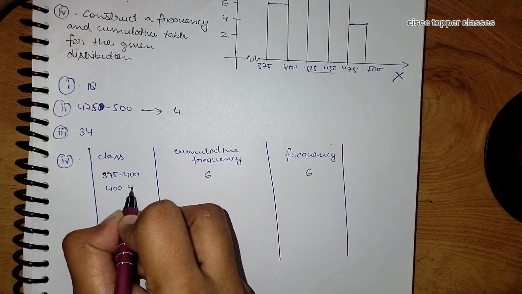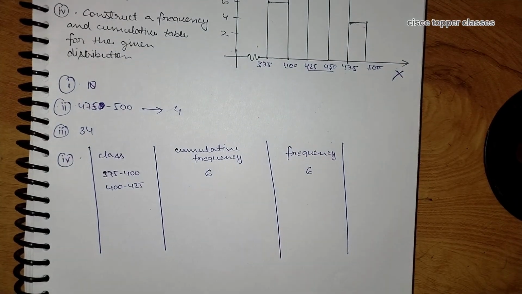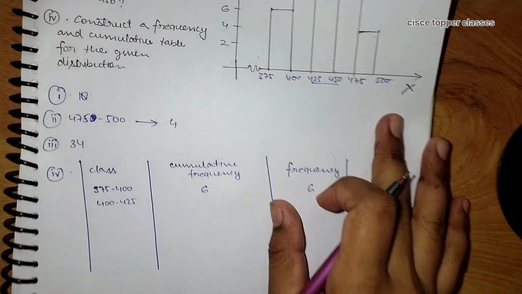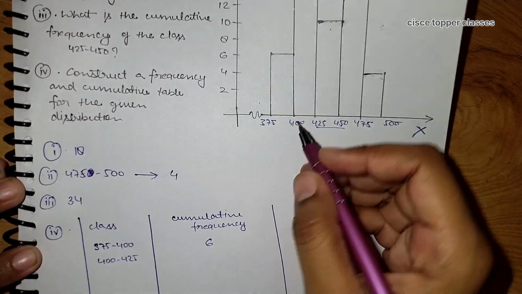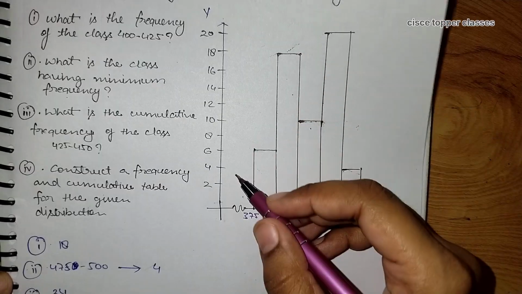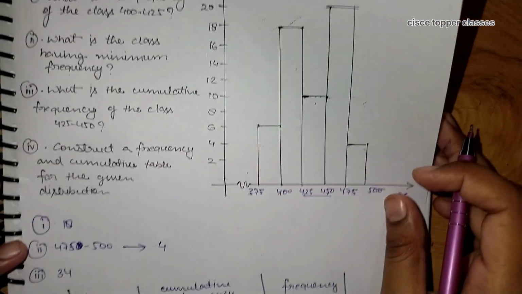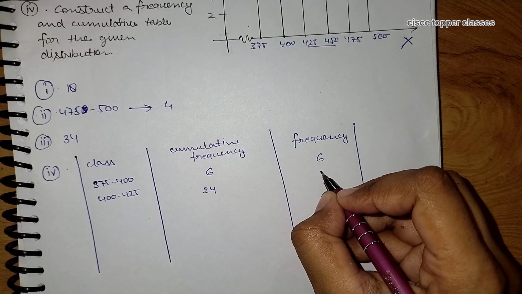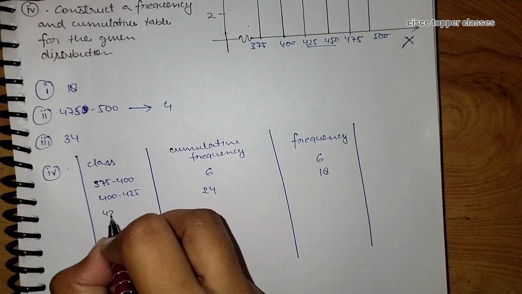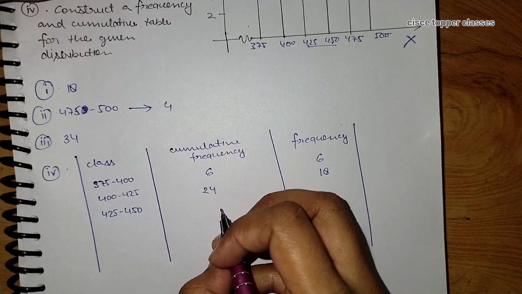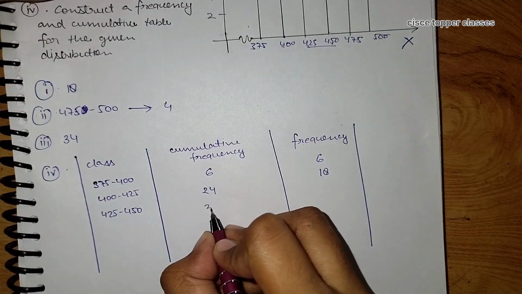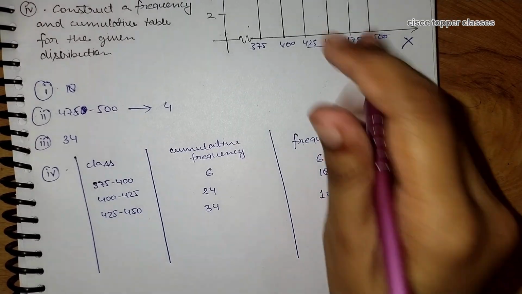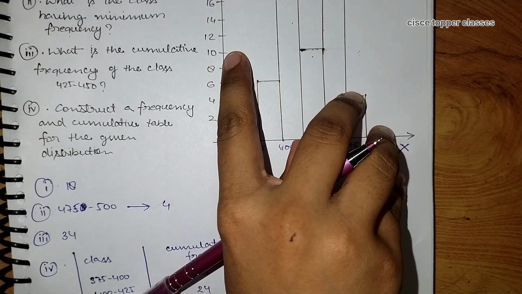Now for 400 to 425, if we see from the diagram, the frequency is given to us as 18. So 18 plus the previous one will be the cumulative frequency. So here we can write 18 plus 6 will be 24 and the frequency here will be 18. For 425 to 450 we can write the cumulative frequency as 24 plus 10. This will be 34 and the frequency here will be 10. If we see in the diagram, the frequency here is given to us as 10.